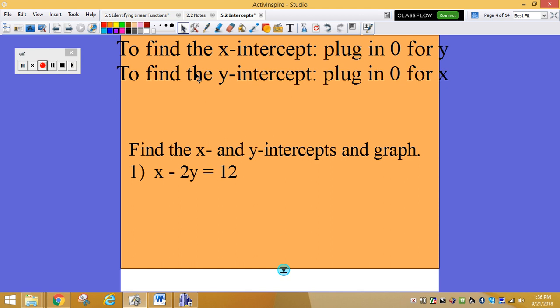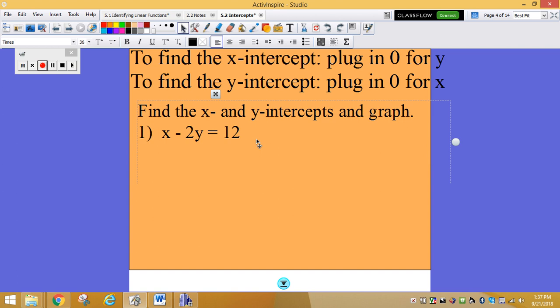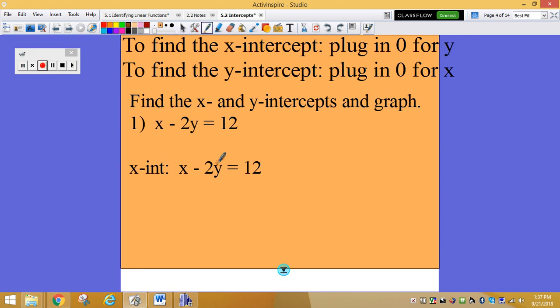And then we'll do number 1. So to find the x-intercept, plug in 0 for y. To find the y-intercept, plug in 0 for x. So I'm going to start by finding the x-intercept. To find the x-intercept, we're going to plug a 0 in for y. So right here, instead of y, I'm going to plug in a 0. Now, wherever you plug in the 0, you can just mark it out because anything times 0 is 0. So my x-intercept is at 12. And remember, write it as an ordered pair, so it would be at 12, 0.